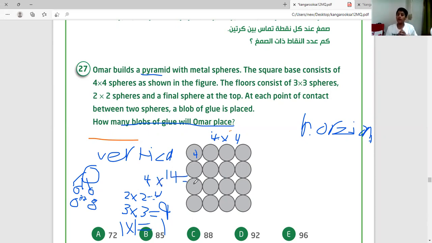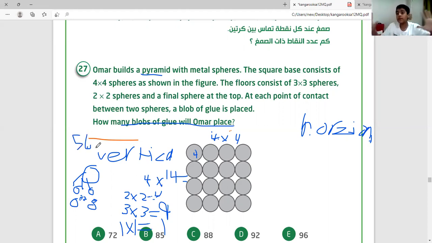Why, Mohammed, we times 4 by 14? Because 14 is the number of the balls in the second and the third and the last base. We'll times it with 4, which is the number of wires that connect. Let's say it is wires that connect between the balls. So we'll have the number, which is 56.